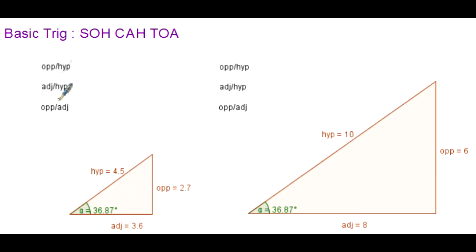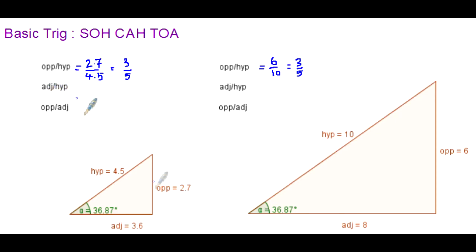And we can see that if we look at the ratios of opposite compared to hypotenuse, in the first triangle, the opposite compared to hypotenuse is equal to 2.7 divided by 4.5. And that is equal to 3/5. In the larger of the two, the opposite over hypotenuse is equal to 6 over 10, and that's equal to 3/5. They're the same. This ratio compared to that ratio, for these two different sized triangles, because the angle is the same, these two ratios are the same.